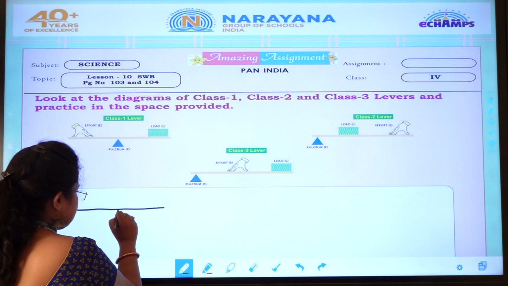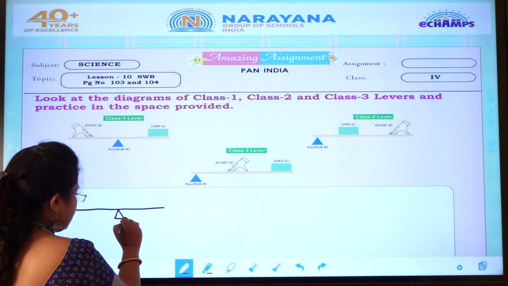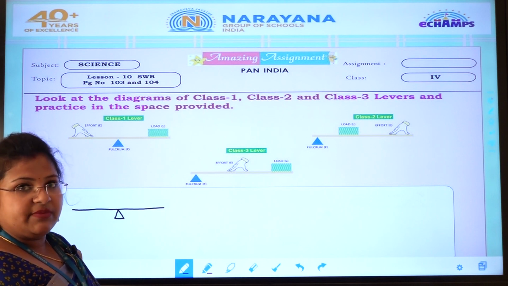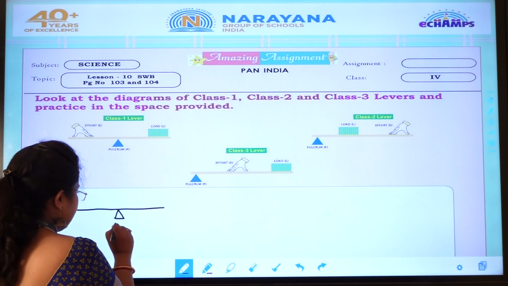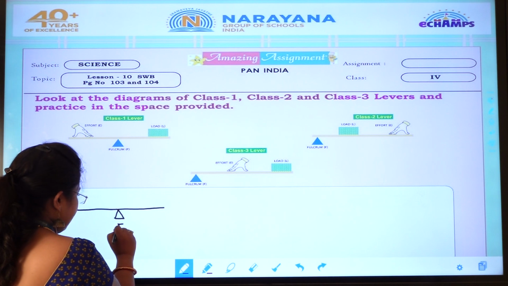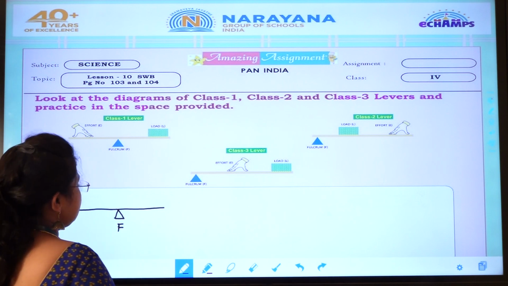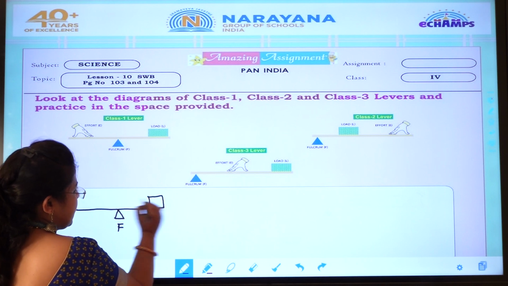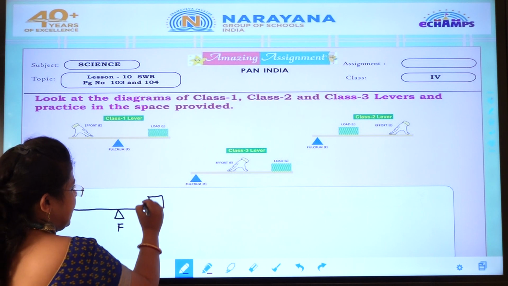So we will draw the fulcrum here. I am not writing here fulcrum, children. Fulcrum is denoted by capital F. So I will write here capital F. Then this side it is load. This side it is load. It is denoted by L.